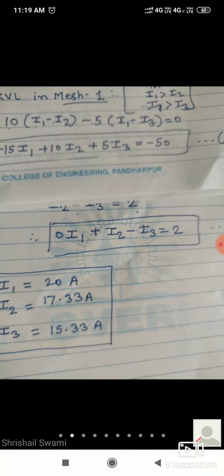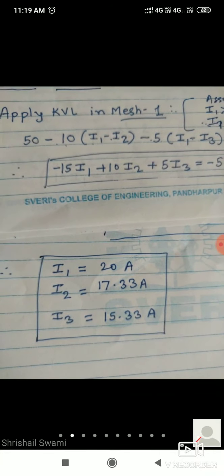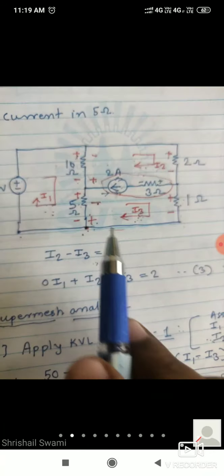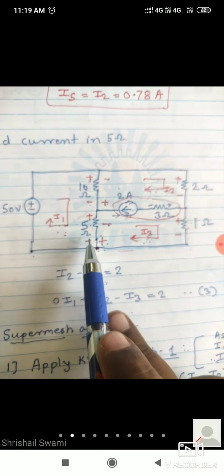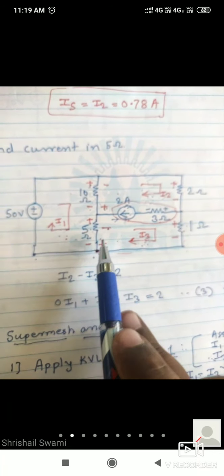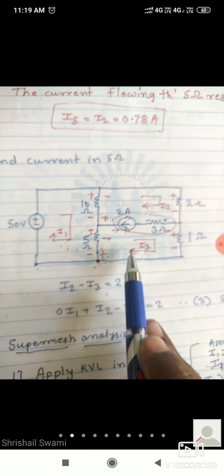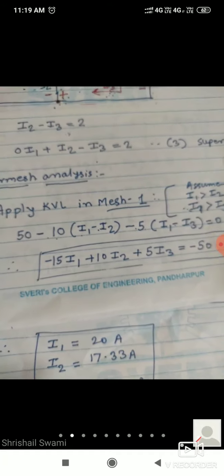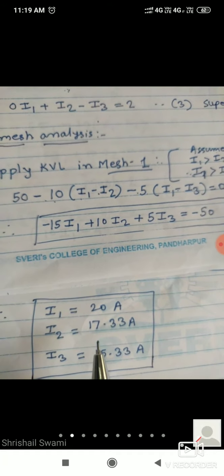Okay. So once you have found the mesh currents, what is the question? What is the question here? Find the current passing through the 5 ohm. So look at the circuit. 5 ohm is here, which is common for mesh 1 and mesh 3. So obviously I1 minus I3 or I3 minus I1. But which is greater? I1 is greater if you are calculating from this point.